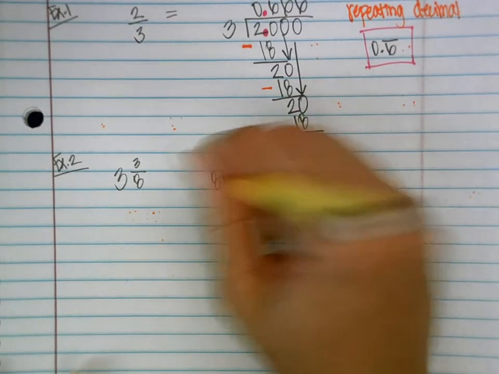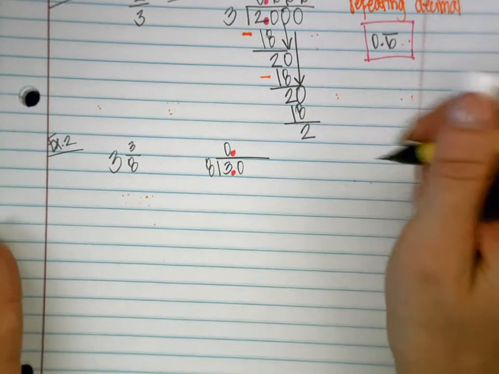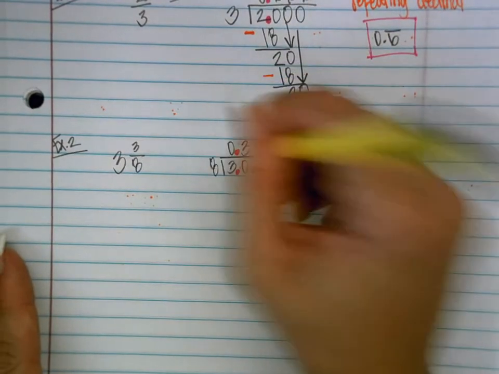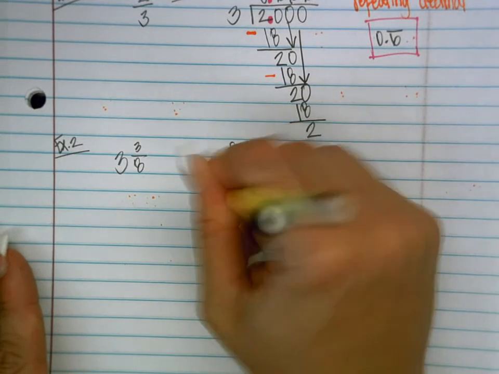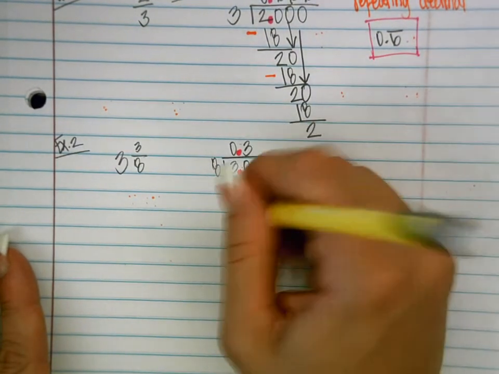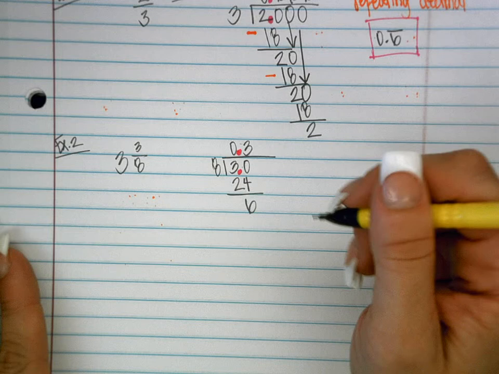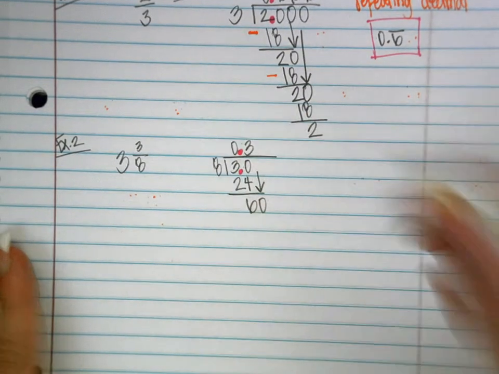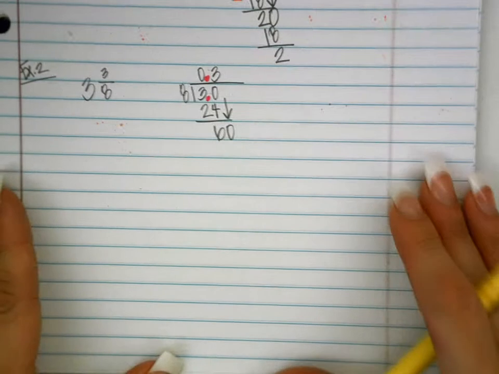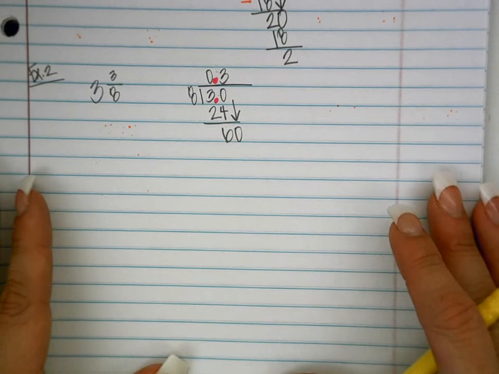8 goes into 30 how many times? 3 times. 3 times 8 is 24. If you subtract them, 30 minus 24 gives you 6. I'm not done. Bring down another 0. How many times does 8 go into 60? 7 times. 7 times, you think?